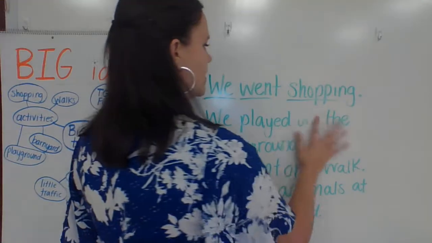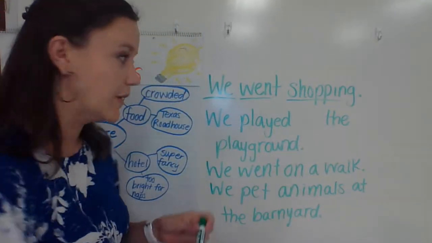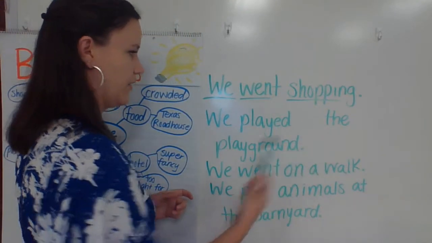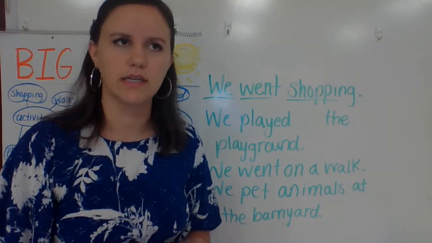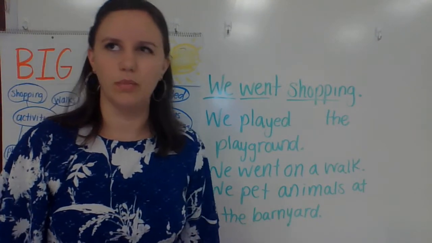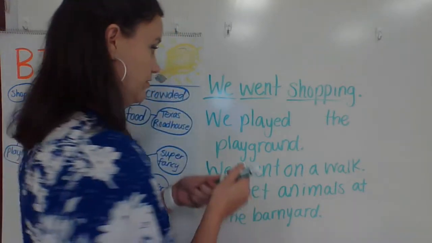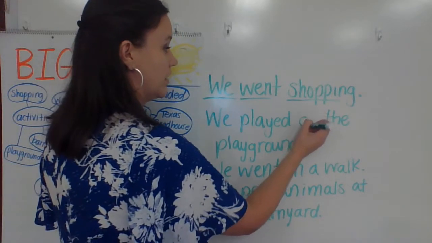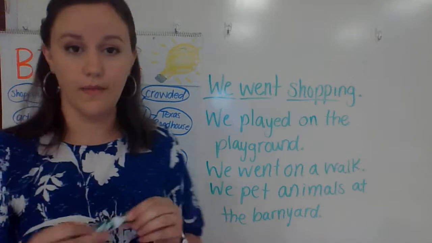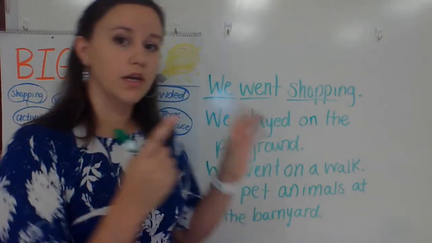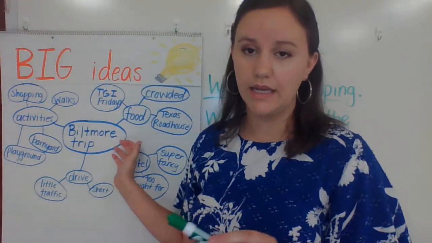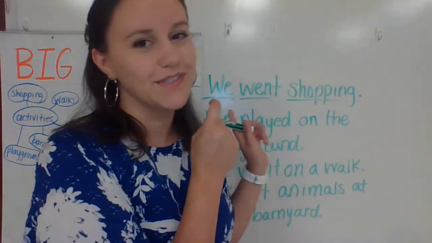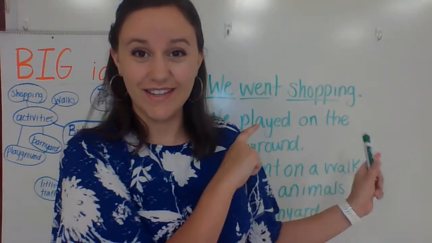So maybe I forgot a word, so I'm going to go back and I'm going to say, we played the playground. Well, that doesn't make sense. You can't play a playground. You can play on a playground. So maybe I meant to write played on the playground. So when you're writing, you take your ideas from your plan, you take those and you turn those into sentences. That's one of your next steps in writing.